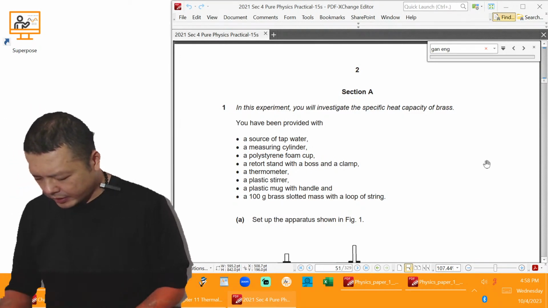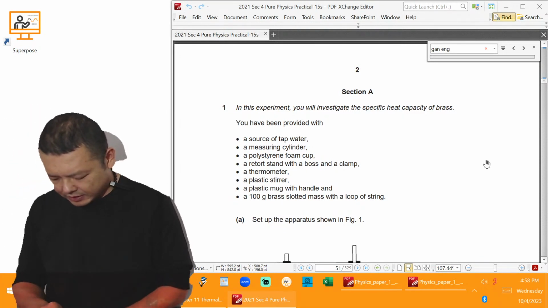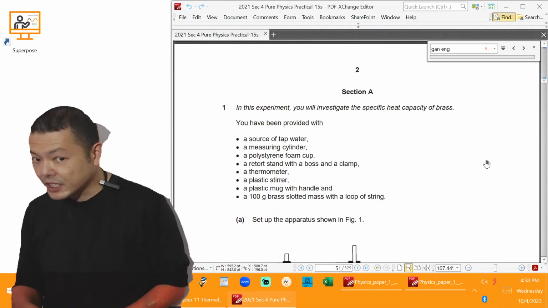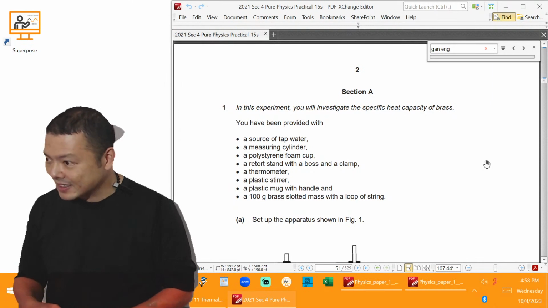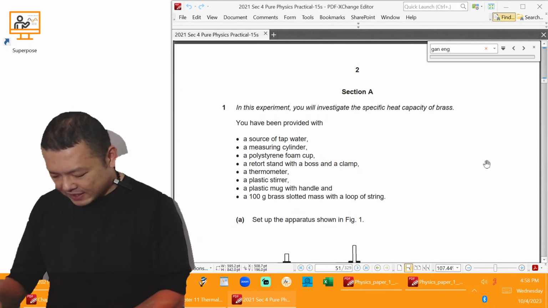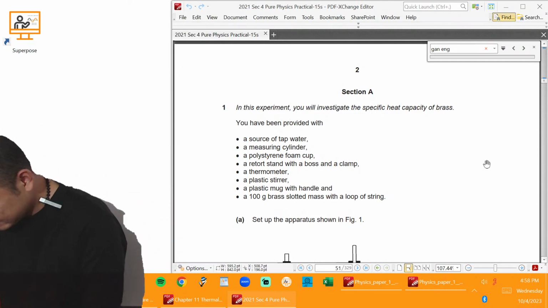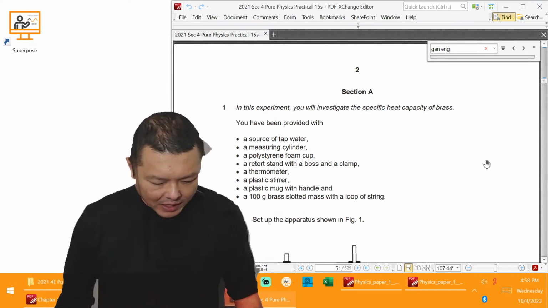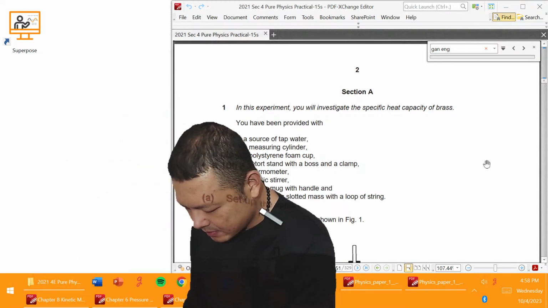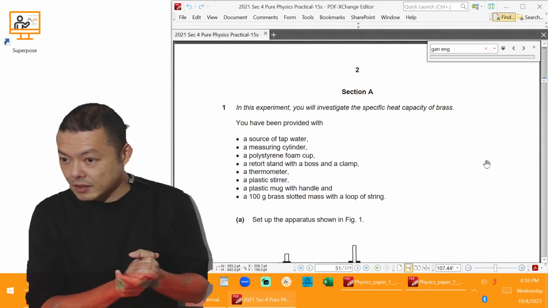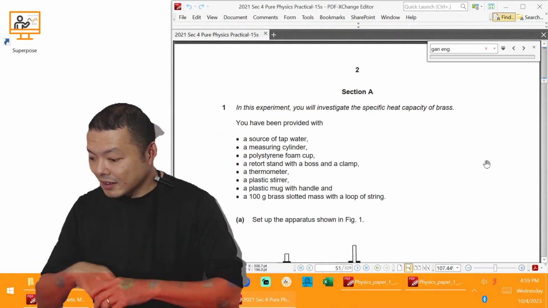Okay, quick questions. So see whether the definitions are intact. Specific capacity. They're not asking you to find the heat capacity. They're asking you to find the specific heat capacity. So what's the units of specific heat capacity? Yeah, joules per kg per degree Celsius. Right. Write down the units there.